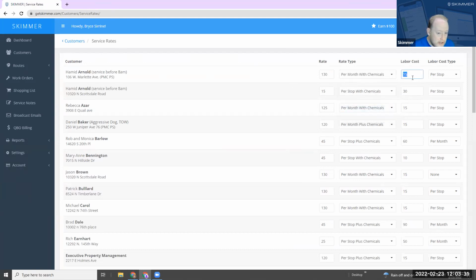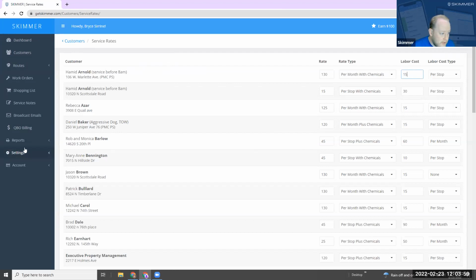Your labor cost is basically what you're expecting to pay your team members. If you pay hourly, typically you figure out roughly how long you're going to spend at this stop and factor it in. You can really play with this number right here, putting in your average fuel cost, things like that as well, to find the correct number for each stop.